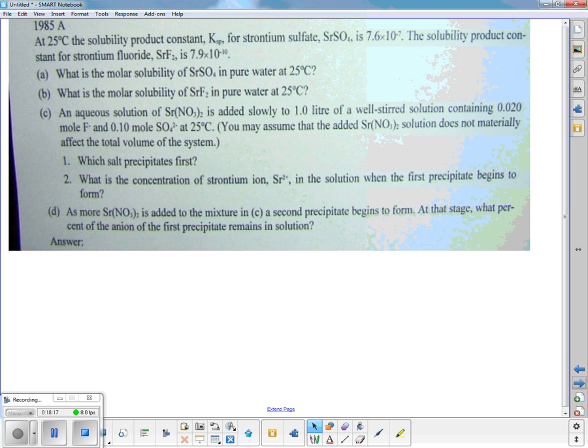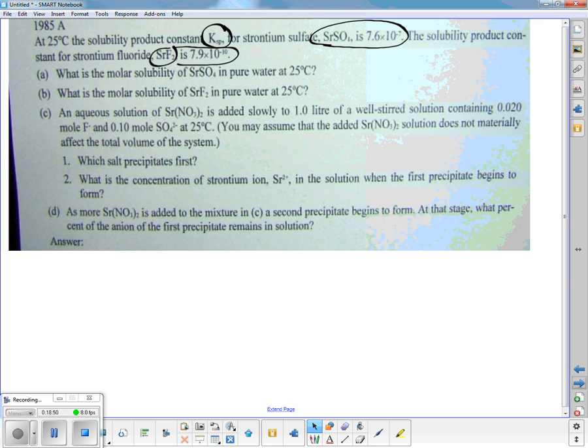Okay, solubility. So we know that we're going to go for KSP. Now remember, all the Ks are set up the same, products over reactants. We drop out liquids, we drop out solids. So for strontium sulfate it is this. So that's probably something I need to know later. Okay, the solubility product constant for strontium fluoride is this. What is the molar solubility of strontium sulfate in pure water at 25 degrees?